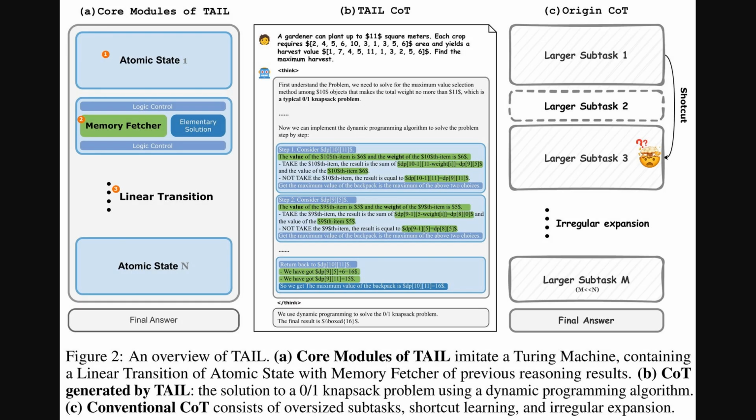Building on that, this figure contrasts the new TAIL method with a standard chain of thought. On the right, you see the old way. It's messy, with big, irregular steps where the model can take shortcuts and get confused. But on the left, we see the core modules of the new approach. It enforces a strict, step-by-step order called a linear transition, breaks the problem into tiny atomic states, and uses a memory fetcher to explicitly recall previous results. This structure forces the model to reason cleanly, like in the 0-1 knapsack problem example shown.